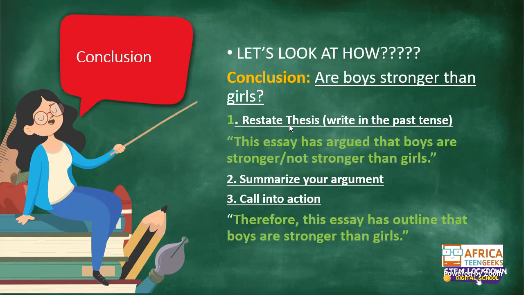Remember, you have to restate your thesis. You write in the past tense. Restating, you're saying everything that you've already said, but now you are writing it in past tense. And then you have to summarize your argument. Then you have to call it into action to put more emphasis on everything that you were already arguing.